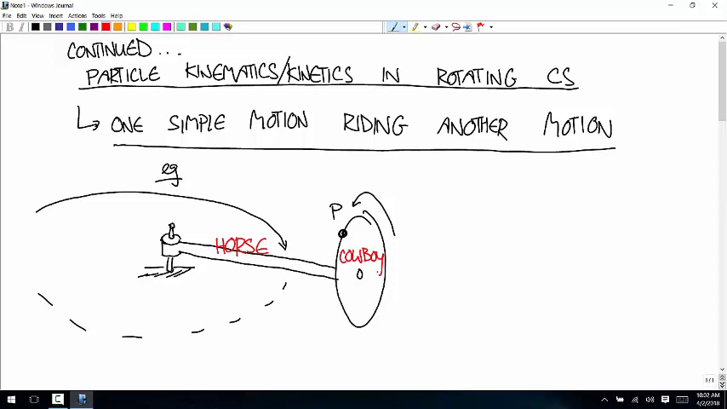So we could take this to any other engineer and they would know. And there's no wiggle room on which one is riding the other one.